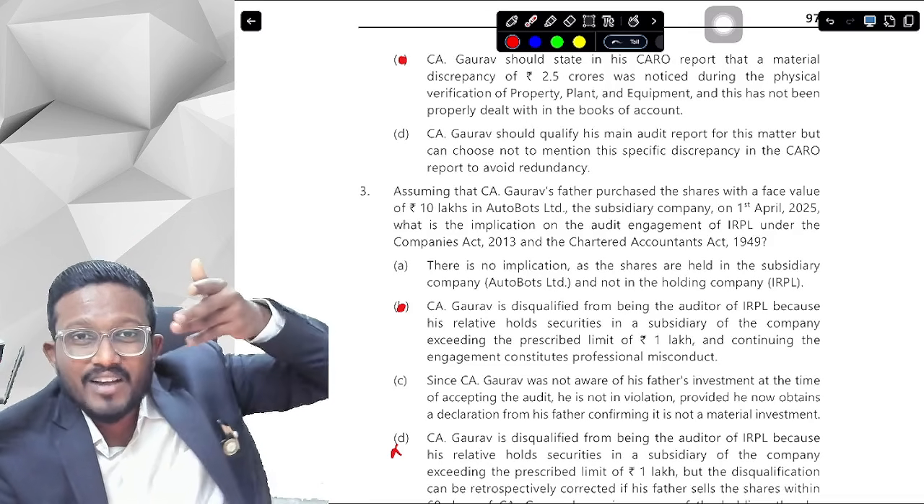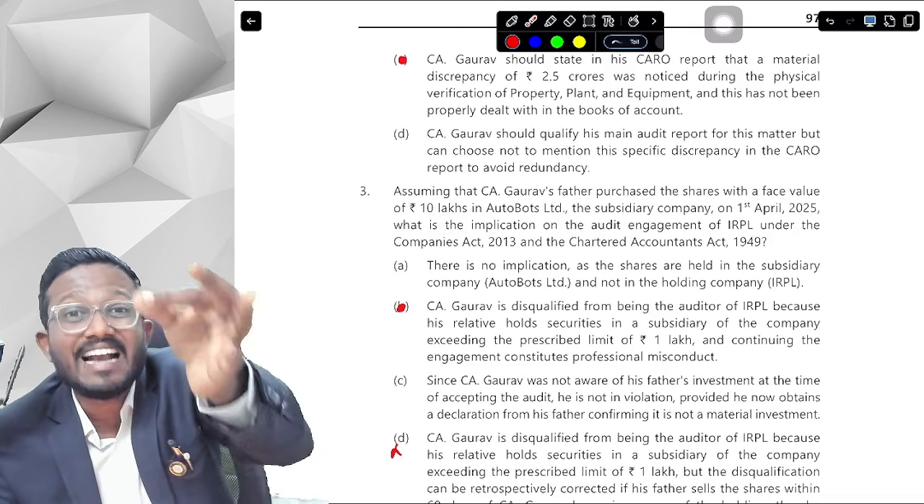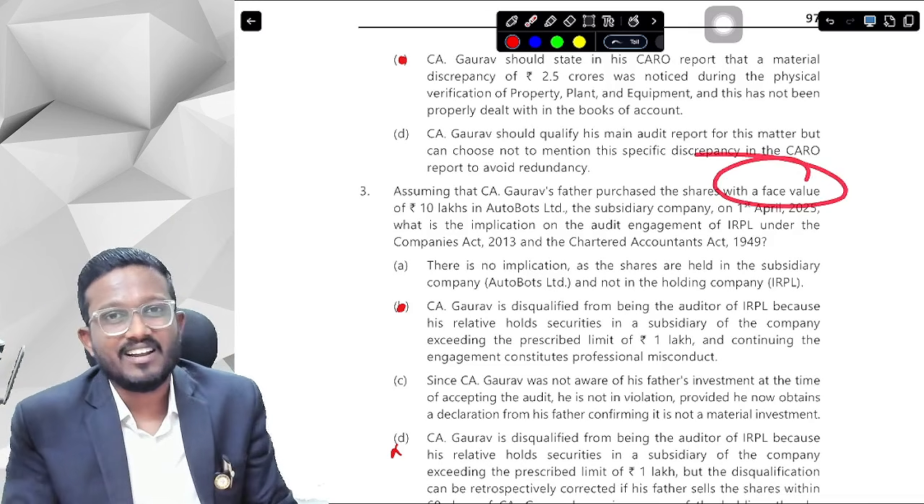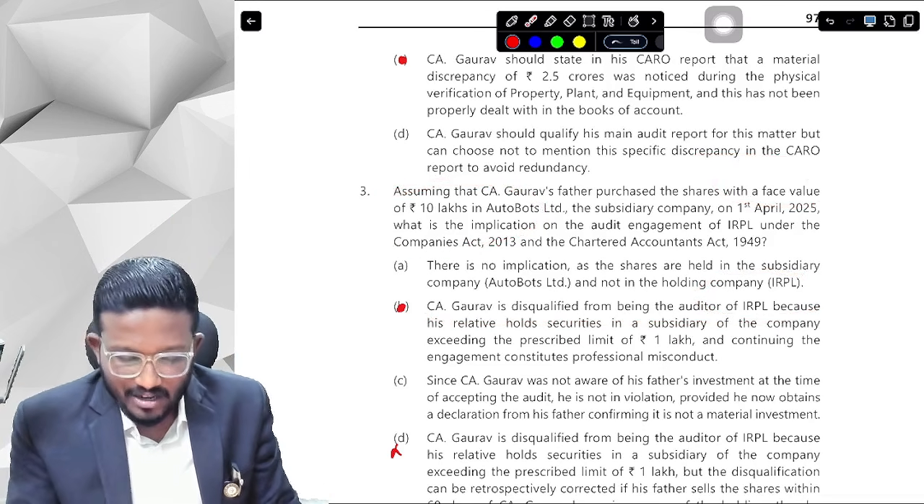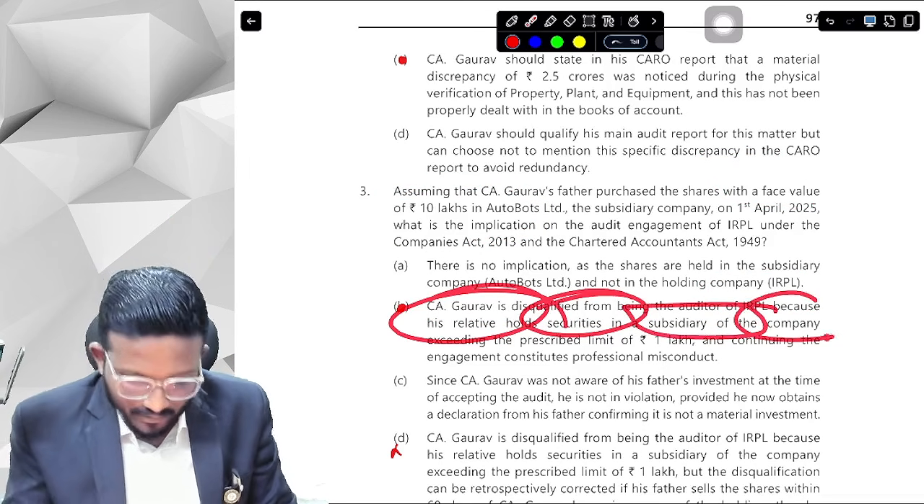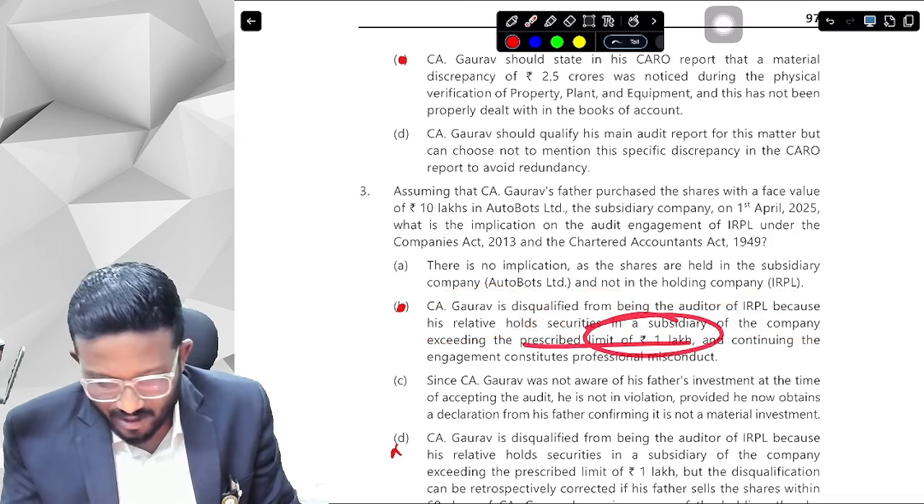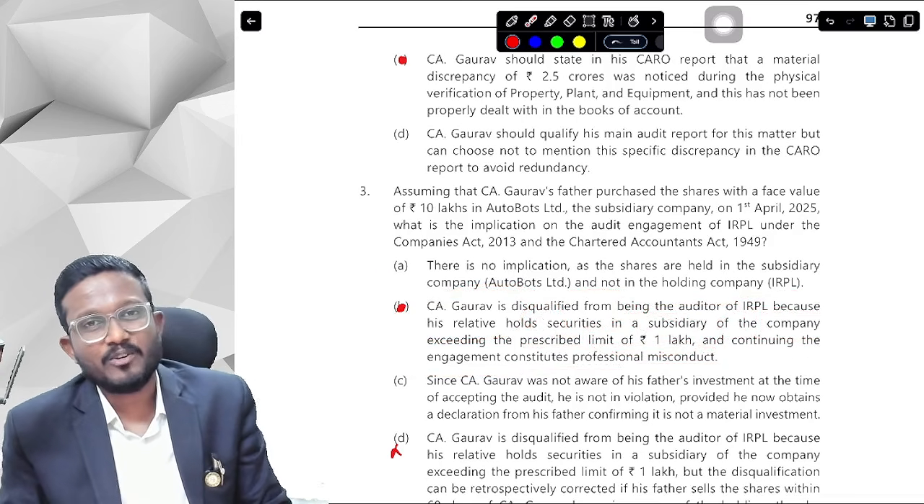Yes. My relative can hold shares only up to 1 lakh in face value. Here the face value is given, so the face value is more than 1 lakh rupees. So we will be disqualified from being the auditor of IRPL because the relative holds securities in a subsidiary of the company exceeding the prescribed limit of 1 lakh rupees, and continuing the engagement would constitute professional misconduct.